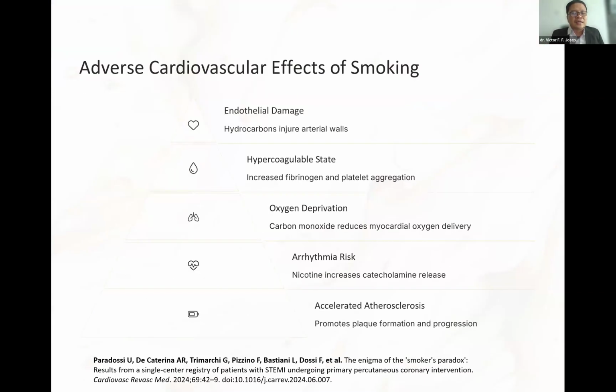Okay, we do know the adverse cardiovascular effects of smoking. There is a lot of research supporting this. It starts from endothelial damage, as hydrocarbons injure arterial walls; a hypercoagulable state, with increased fibrinogen and platelet aggregation; oxygen deprivation, as carbon monoxide reduces myocardial oxygen delivery; arrhythmia risk, as nicotine increases catecholamine release; and accelerated atherosclerosis, as it promotes plaque formation and progression.